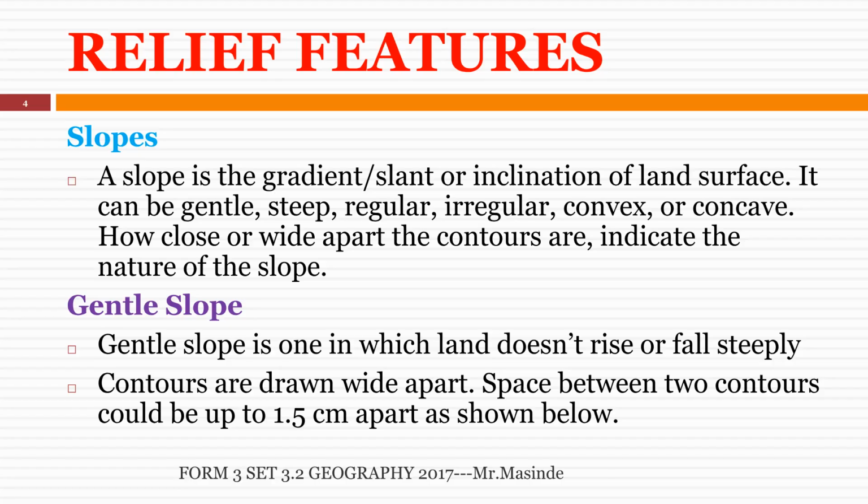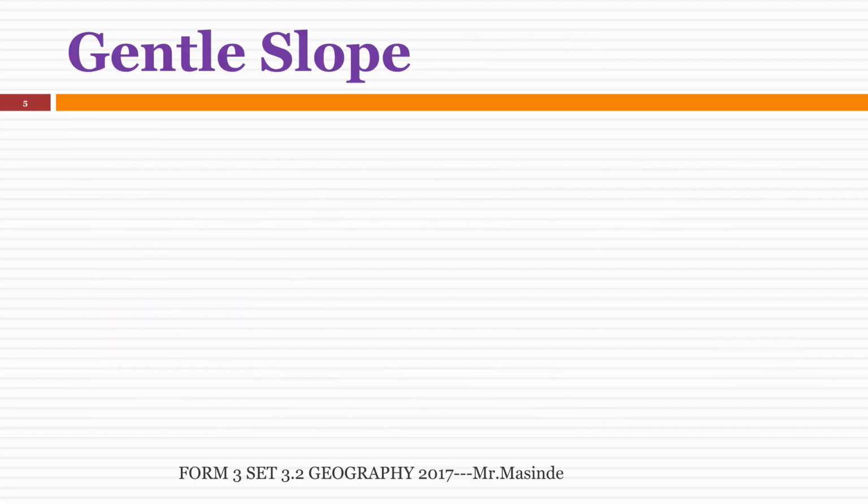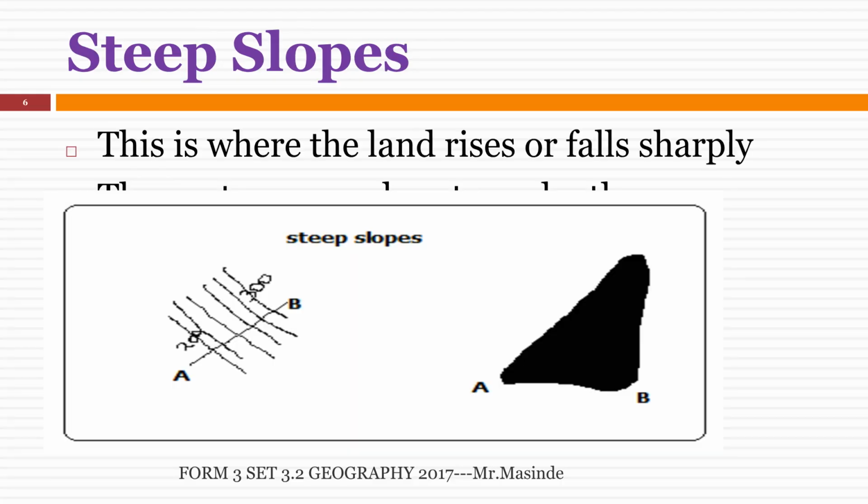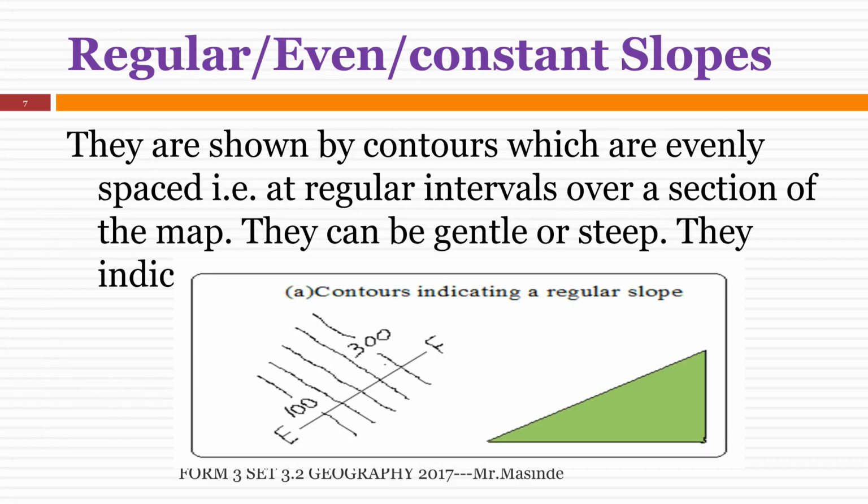Gentle slopes mean the land does not rise or fall steeply, and contours are drawn wide apart, up to 1.5 centimeters apart. This image illustrates how contours are spaced widely apart to indicate a gentle slope between points A and B. Steep slopes are characterized by land rising or falling sharply, and the contours are drawn very close to each other, as depicted here.